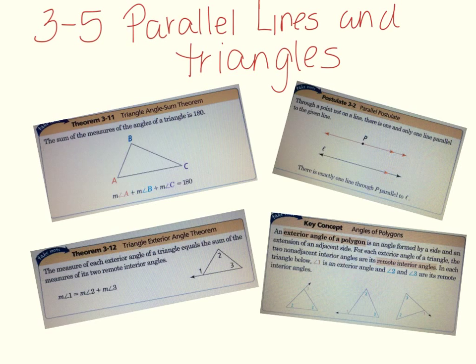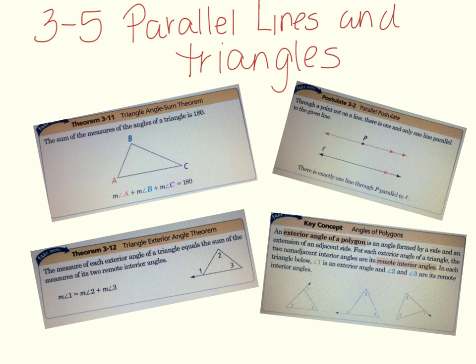The postulate that you need to know is called the parallel postulate, and it says through a point not on a line, there is one and only one line parallel to the given line. So in that picture, there is exactly one line through P parallel to L. The bottom line L is the one that you're given, and then if you had a point P, there's only one line that you can draw through that point that is parallel to line L.